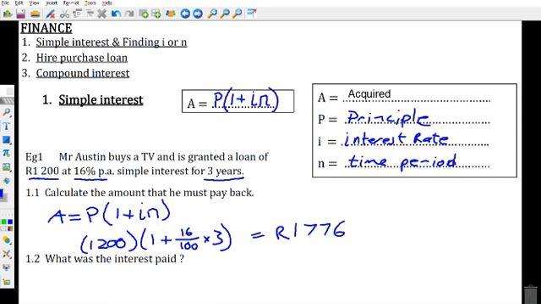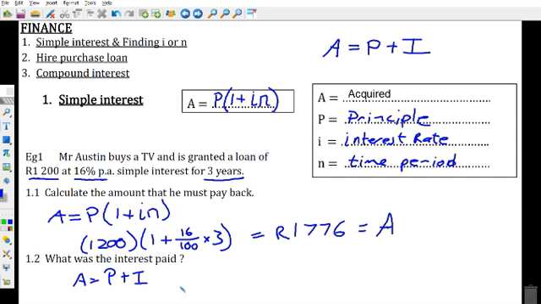So this amount is his acquired amount, which again is the amount he borrowed plus the interest. The acquired amount is equal to the principal, what he borrowed, plus the interest. Okay, guys, good. So when you say what is the interest paid? The acquired amount is equal to P plus I. Not the interest rate, the total interest.